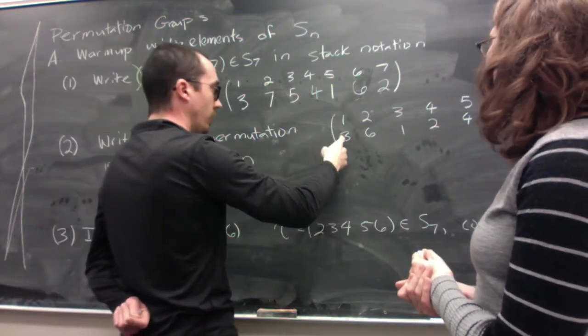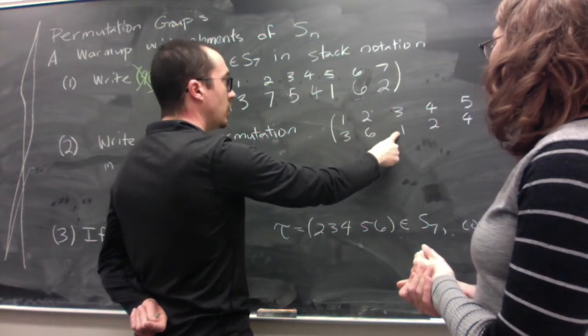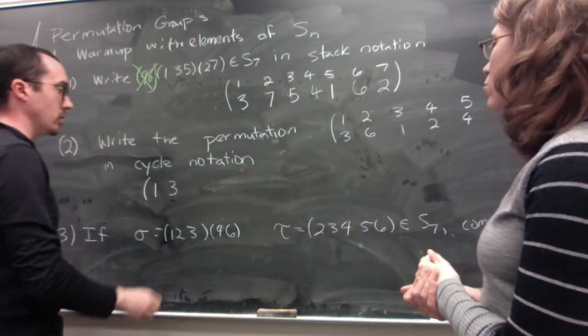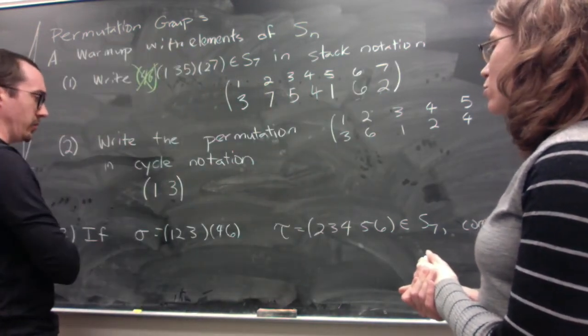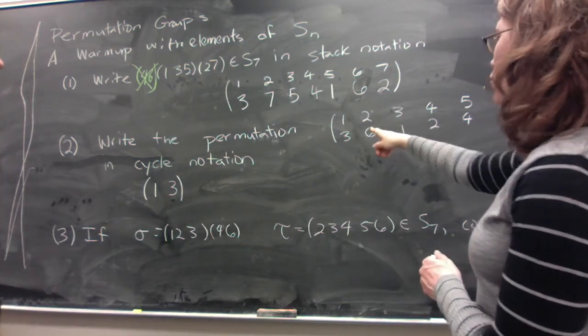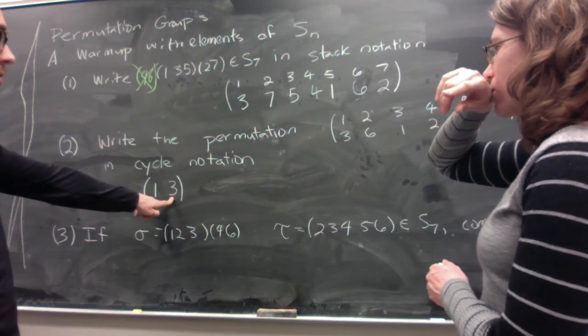Okay, so 1 went to 3. Where does 3 go? 3 goes to 1. So this is making me think of how 2 went to 7 and 7 went to 2. So I think we're just going to close that. Why did you look at 3 rather than 2 next? Well, because I want to know where 3 goes. I'm not worried about 2 yet.